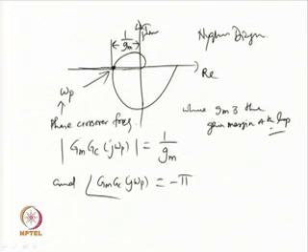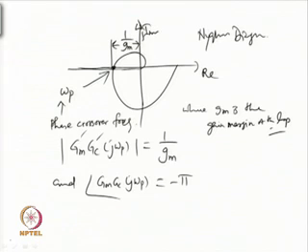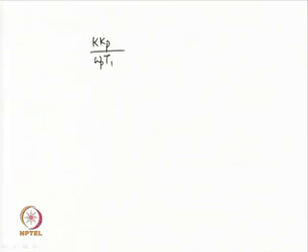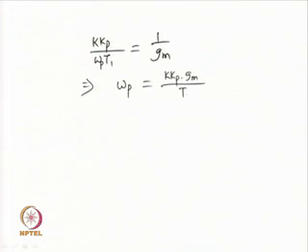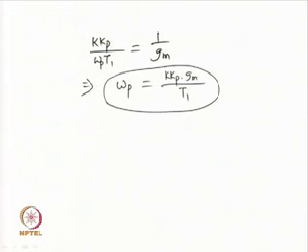Now, substitute the expression for GM and GC. So, we will get K Kp divided by omega p T1, this is the magnitude you are getting. K Kp upon omega p T1 is equal to 1 upon GM, which implies omega p is equal to K Kp GM divided by T1. Okay.